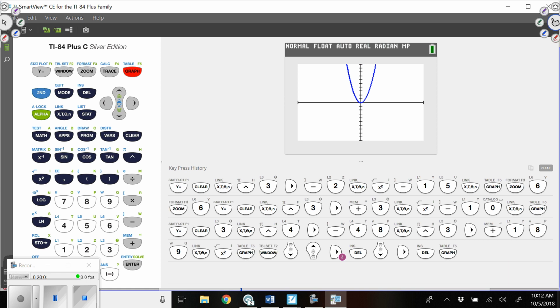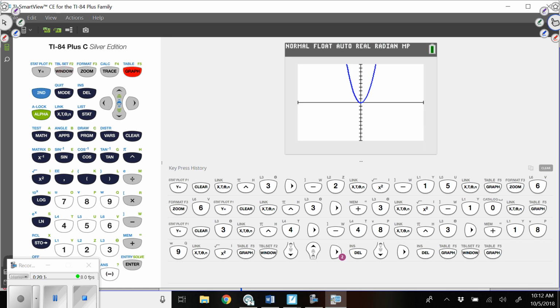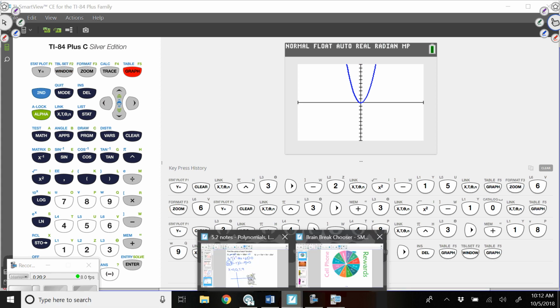My window, I just changed from -1 to 1 on my x's. That way I wasn't looking so wide, I was just looking at that one little spot. It's the only thing I changed, from -1 to 1. But isn't that kind of cool though? It bounced off of it. It's because the answer showed up twice. No one else is amazed by that? I think it's cool.